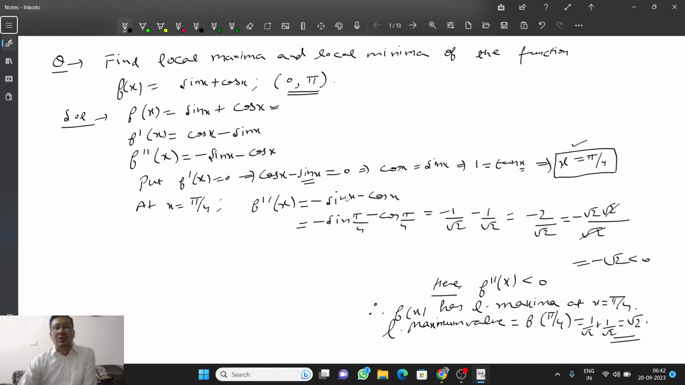And the local maximum value is obtained by putting the value of x in the function: sin pi by 4 plus cos pi by 4. This is root 2.